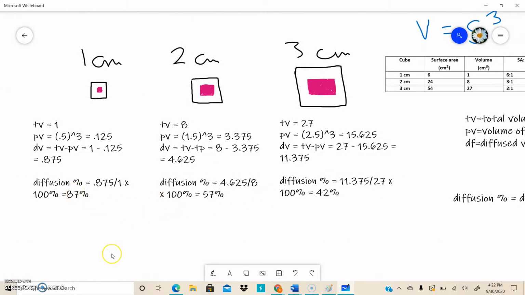Okay, since we are technically comparing but also looking for a trend, you can use either a bar graph or a line graph. Okay, so again, x-axis, independent variable, kind of obvious what the independent variable is. In this case, what makes the 3 cubes different? And then dependent variable, in this case, the diffusion percentage, which directly correlates to the efficiency of the cell.